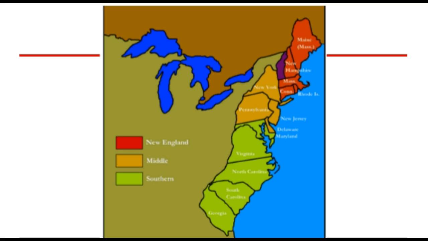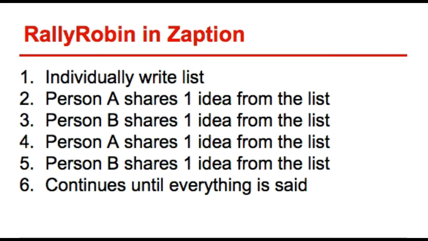All right, your first question you're going to answer in Zaption with your partner is going to be a Rally Robin. And a quick refresher on Rally Robin: set a timer for a minute, and you can pull up Google Timer. If you just search Google Timer, you'll be able to plug in 1 minute.